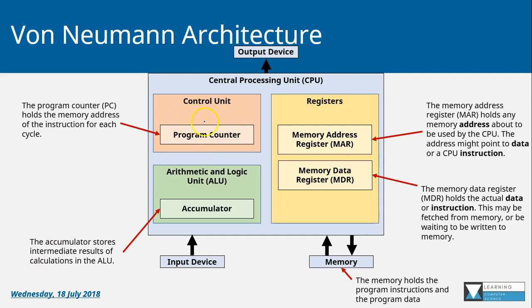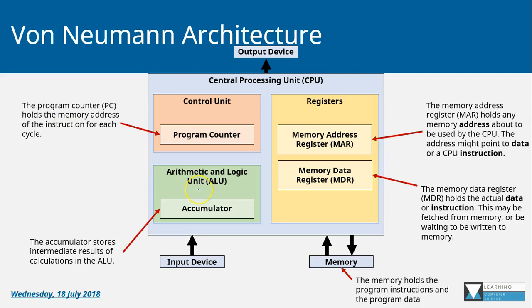We've got the control unit over here, which controls the whole CPU and the flow of data, and it keeps track of where the memory address is going to or coming from, and where the instructions are. You've also got the program counter, so this holds the instruction for each cycle.